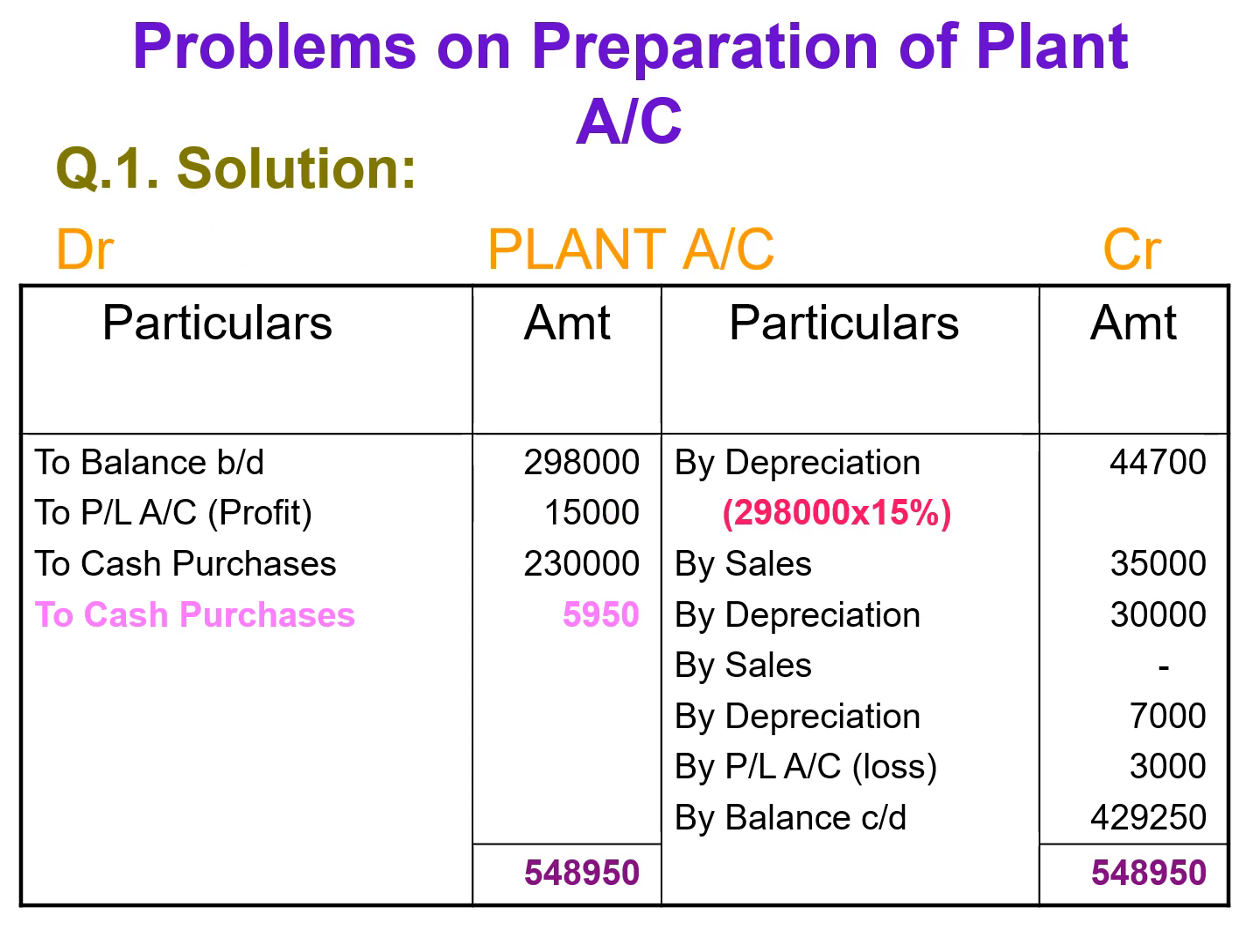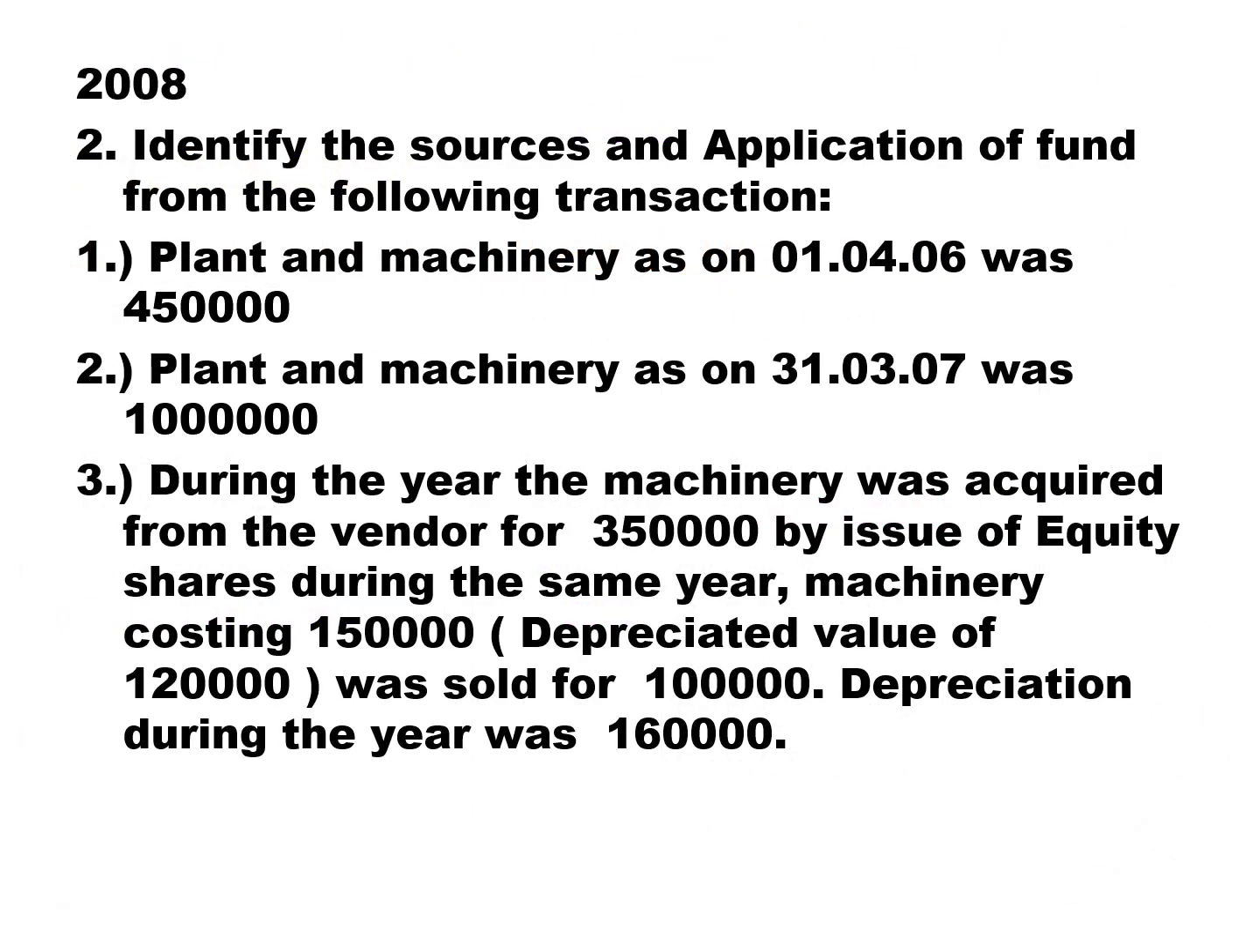So let us work out the next problem, students. This problem has come for 2008. Identify the source and application of funds from the following transactions. Plant and machinery as on 1/4/2006 was 4,50,000. It's nothing but opening plant and machinery. Plant and machinery as on 31/3/2007 was 10 lakh. It's called closing plant and machinery.